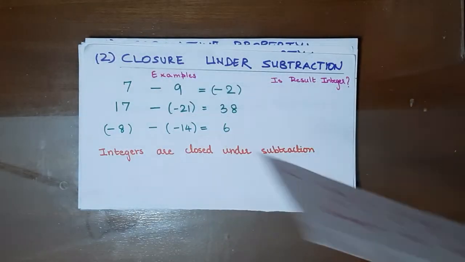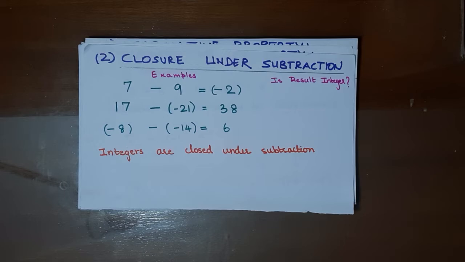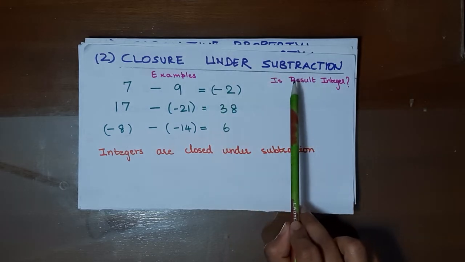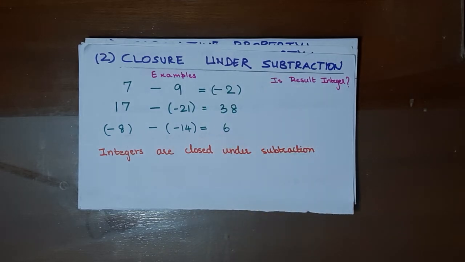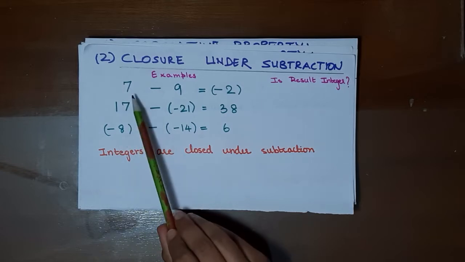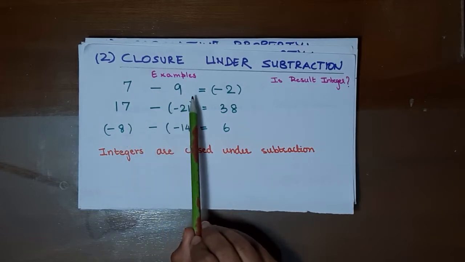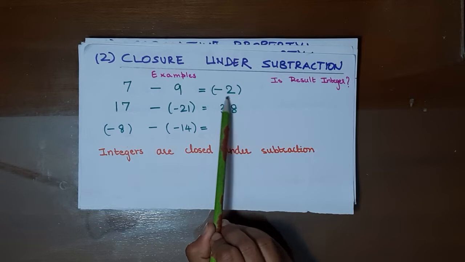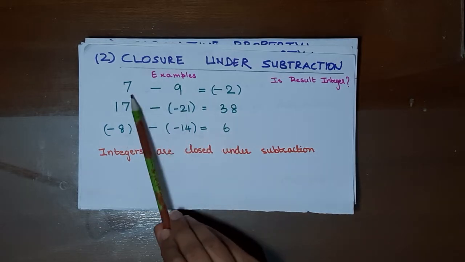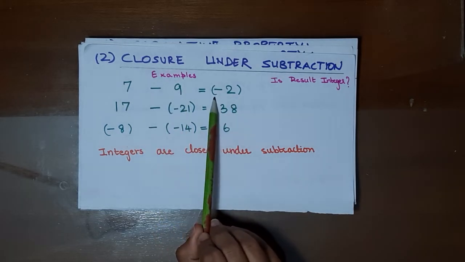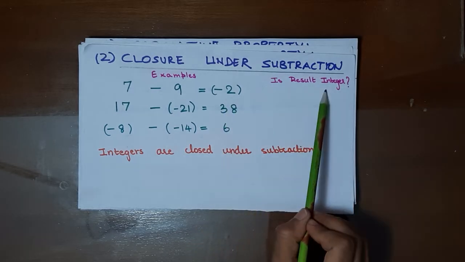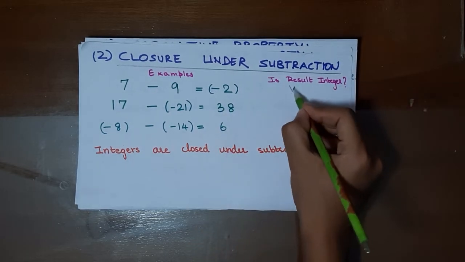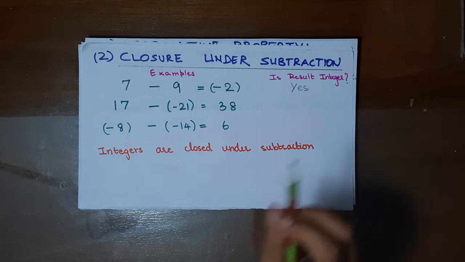Let us see the next property. What is the second property? Closure under subtraction. What happens when we subtract an integer from an integer? Let us see. Consider the following examples. 7 minus 9 equals -2. We are subtracting two integers. What was the result? Integer. So is the result an integer? Yes, the result is an integer.